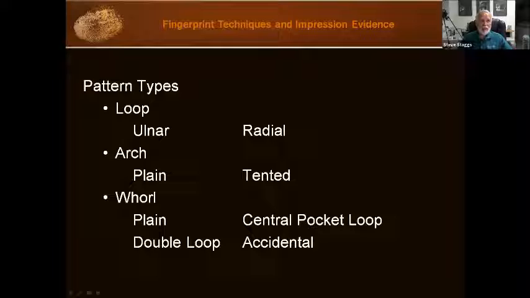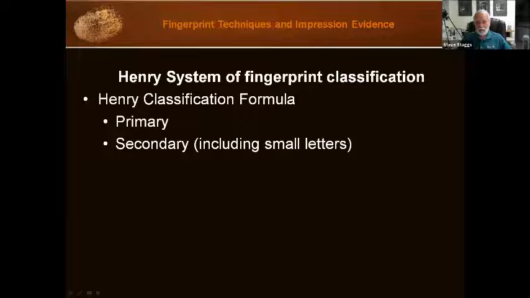There are 3 basic pattern types, which are divided into 8 subdivisions for classification. So we have our loops that we divide into ulnar and radial. We've already showed you that. The arch, which is plain and tented, are the 2 classifications there. And then the whorl, and you can have a plain, a central pocket loop, a double loop whorl, or an accidental whorl.